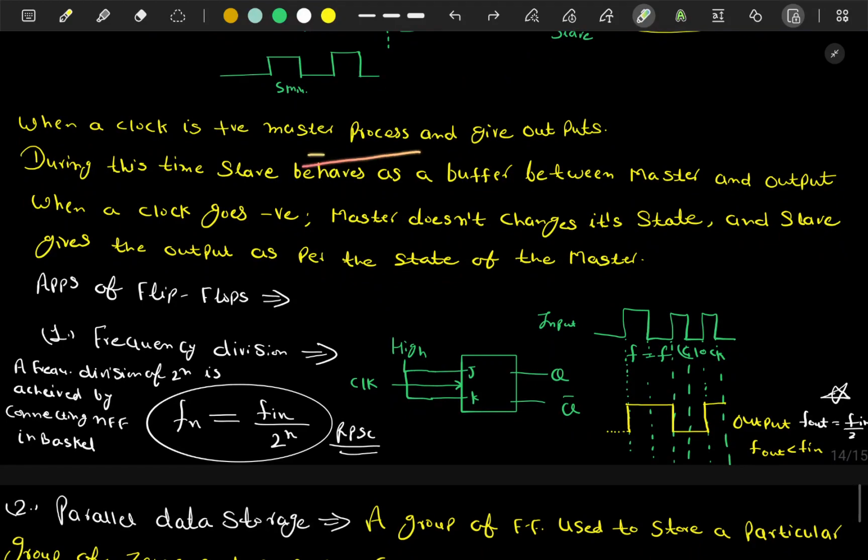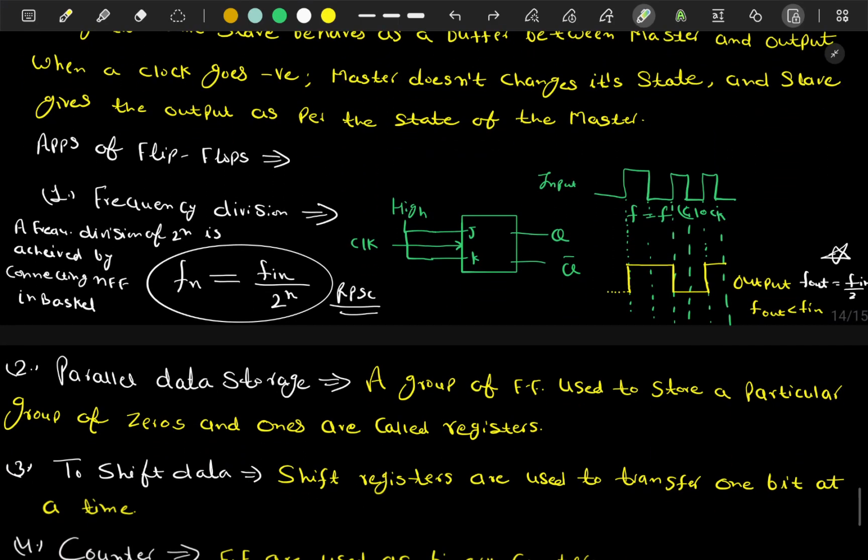Now when the clock is positive, the master processes and gives outputs, while the slave acts as a buffer between master and output. When the clock goes negative, the master behaves like a buffer and the slave gives the output. This is the clock pulse. When the clock is high, the master will perform up to here. Then when the clock is low, the slave will perform and give the output, and this goes on.